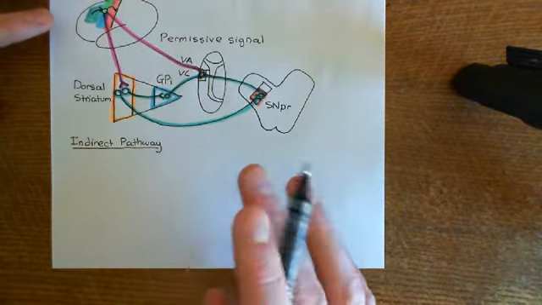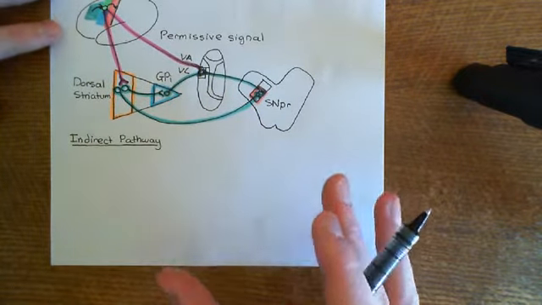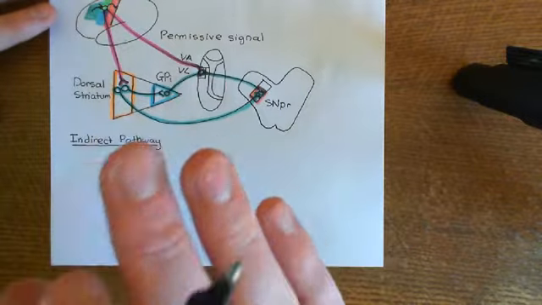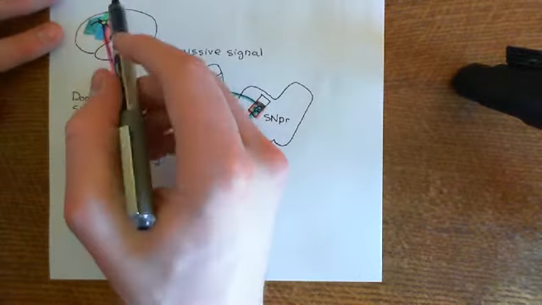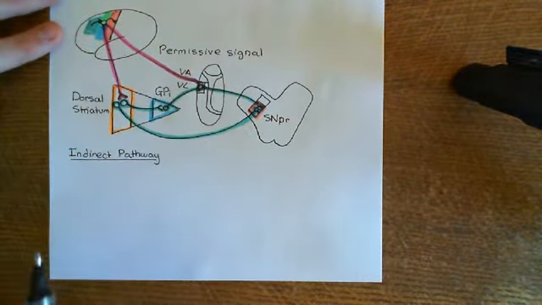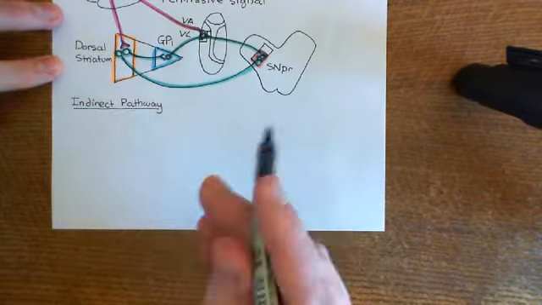Now, what we want to look at is the indirect pathway, and the indirect pathway is all about making sure that other portions of the secondary motor cortex absolutely do not get permission. Let me show you this.